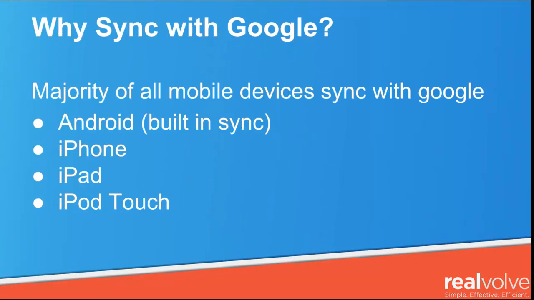Let's figure out why we are using Google Sync. Well, for the most part, it's because the majority of mobile devices actually use Google within their system. They can sync to it automatically. Devices that use the Android system have built-in sync to Google. That's part of what Android does, is synchronize to Google. iPhones, iPads, iTouch, all of them can synchronize to Google as well.